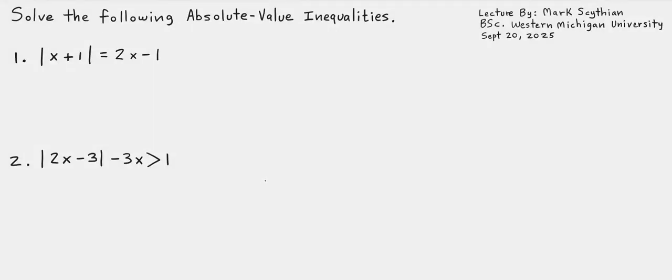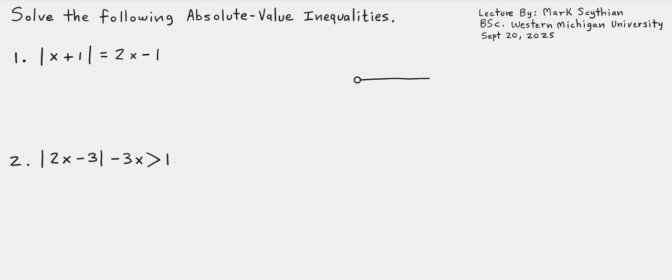So if you're dealing with absolute value inequalities, stay tuned for this lecture and we'll solve some common absolute value inequalities. So for example, first one, we have the absolute value of x plus 1 is equal to 2x minus 1. So we always have to think of an absolute value with respect to 0.